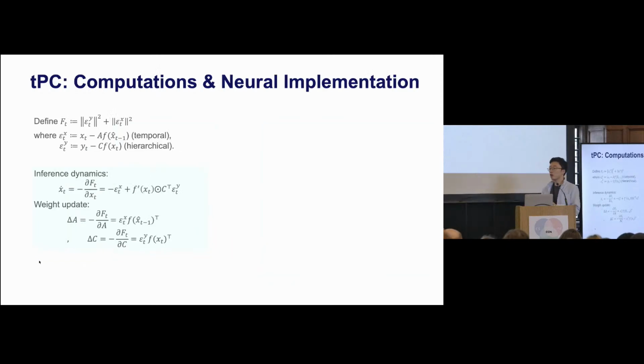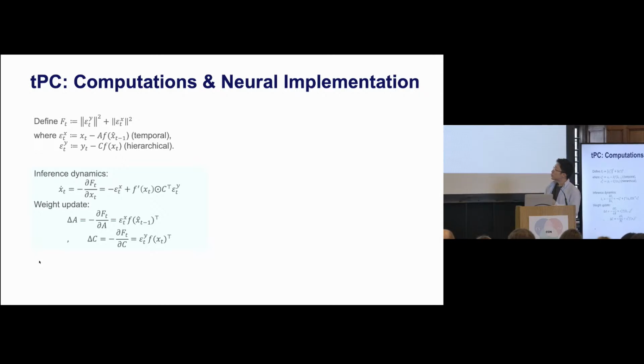Now that we know the underlying probabilistic structure, we can talk about the computations and network implementation of the TPC model. We can first define two error values. One is epsilon x, which is the temporal prediction error, and we also define epsilon y as the hierarchical prediction error. Then we can also define the objective function F, which is the sum of the squares of these two levels of prediction errors.